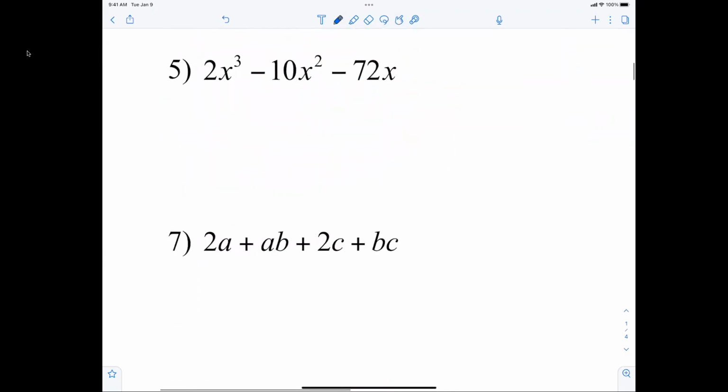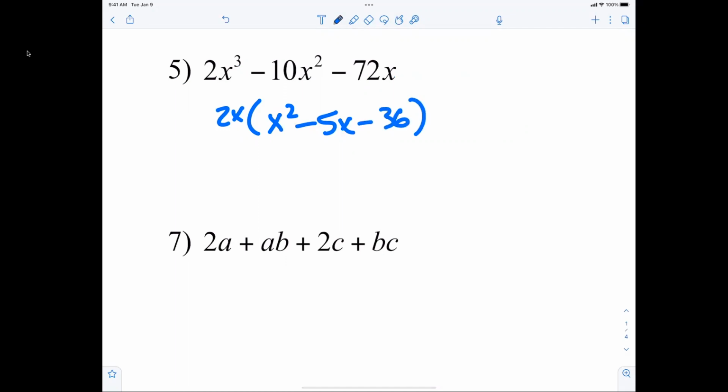All right, keep it going. Number 5, GCF is what? 2x. And I'm left with x squared minus 5x minus 36. You guys are awesome. Now, this one should be kind of easy because the leading coefficient is a 1. So you're just simply asking yourself, what are the factors of 36 that make 5? 9 and 4. Thank you very much.